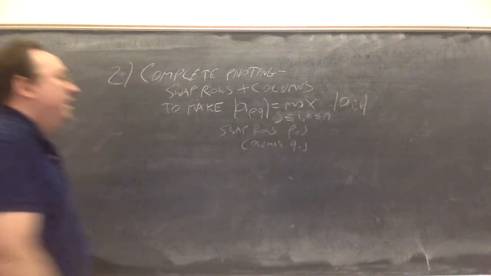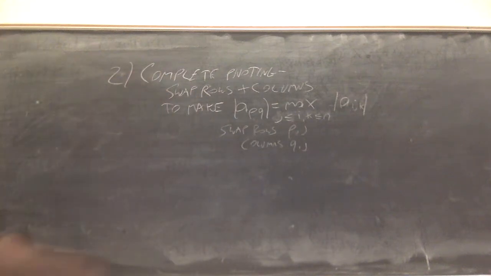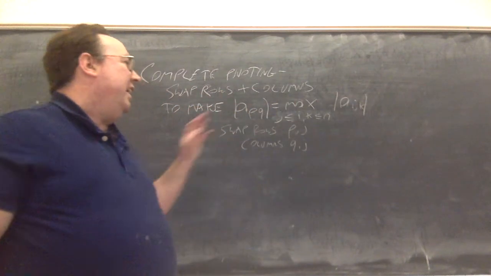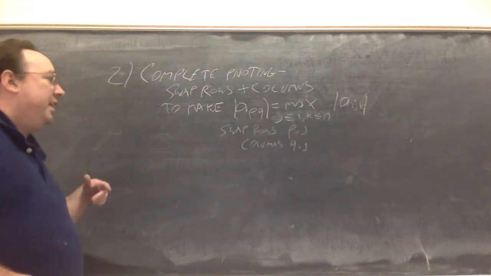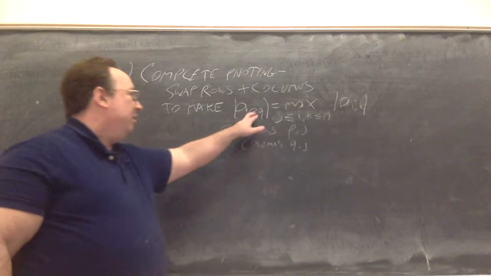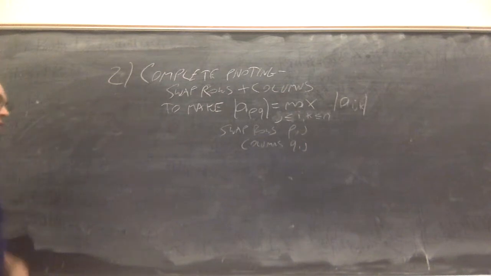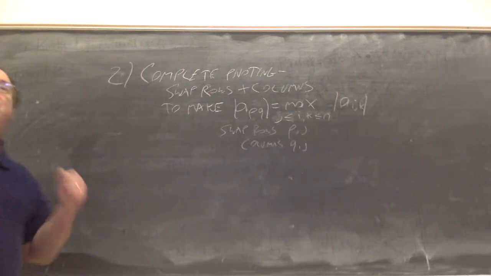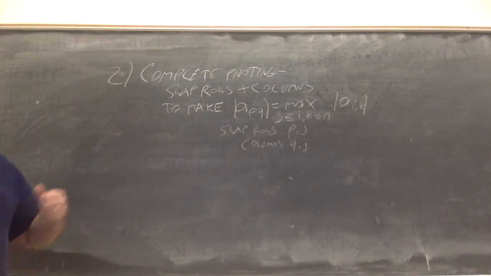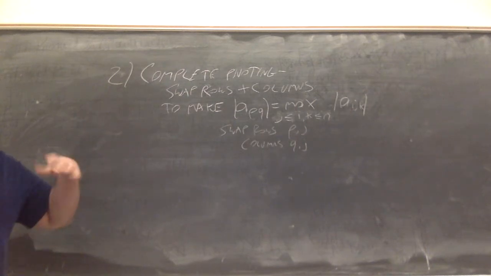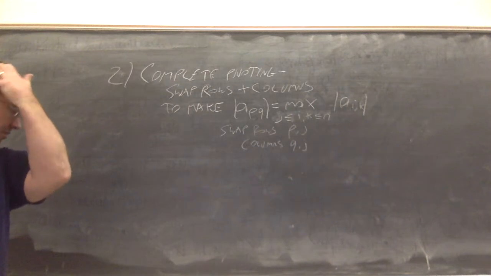Okay, now it's correct. So I'm still searching all indices from J to N. And then once I find the largest ones, I swap those rows and those columns. That will reduce the size of the multipliers even further, and also limits the growth in entries of U.